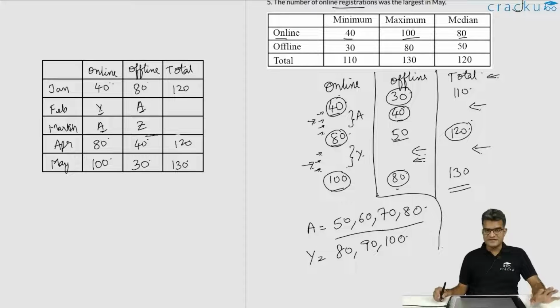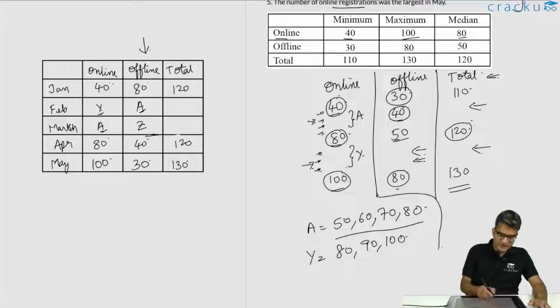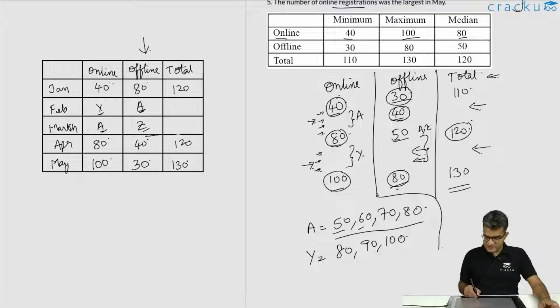Why exactly are we saying that A will be either 50 or 60 or 70 or 80? Because if you are looking at the offline number over here, we have figured out 80, 40, and 30. There are only two numbers left, A and Z, and both of them will lie between 50 and 80. So A will be either 50 or 60 or 70 or 80. In online also there is an A, so that will be over here. So this number has to be Y.